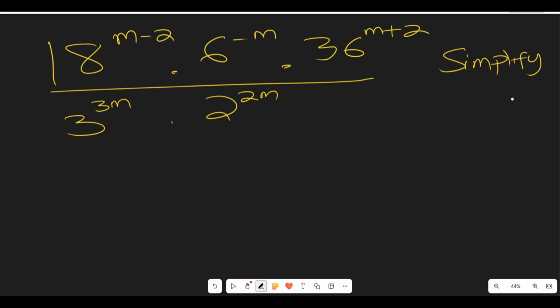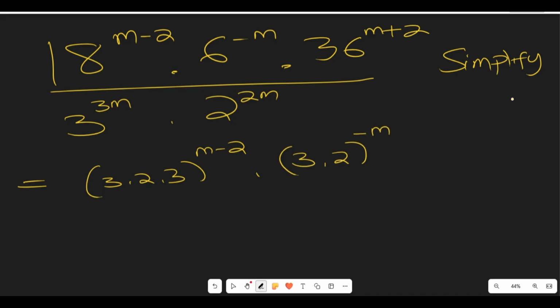So with 18, how can we express 18? It is 6 multiplied by 3, right? So it means we can say 3 multiplied by 2, which is 6, multiplied by 3, which is 18, right? So it's to the power m minus 2. So how can we break down that 6? So we can say 3 multiplied by 2 to the power negative m.